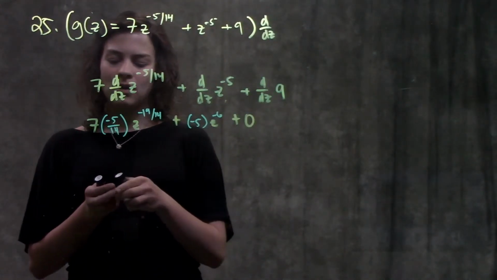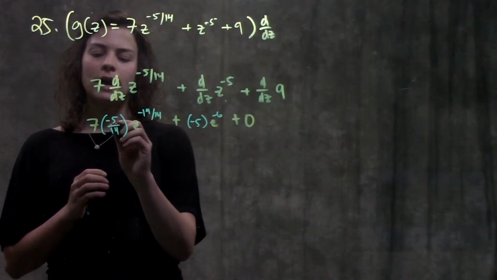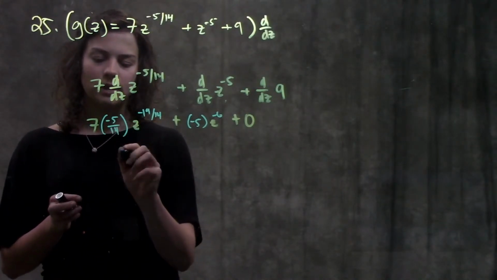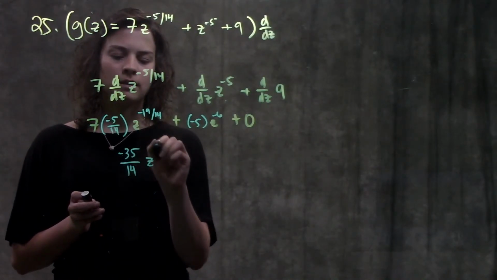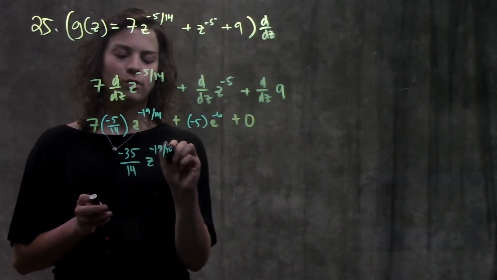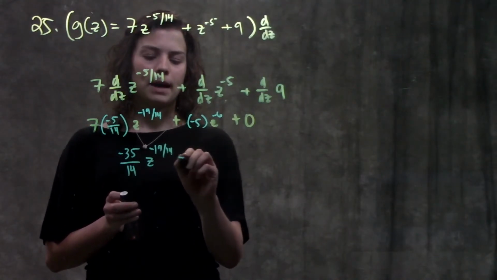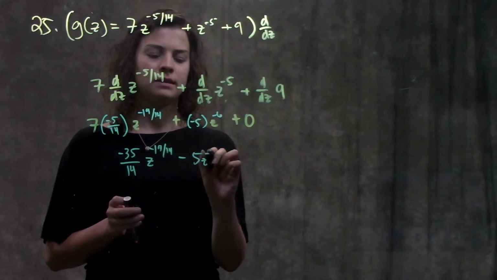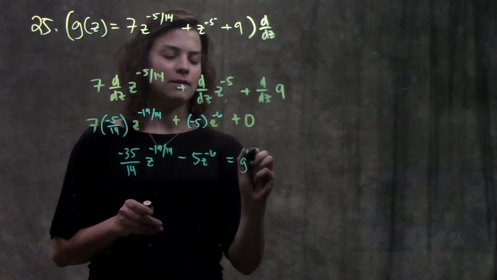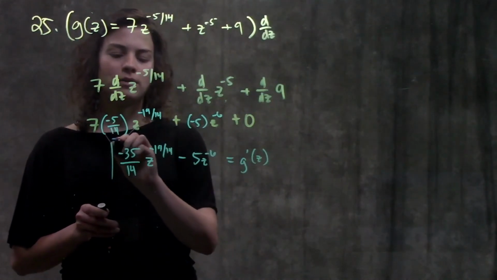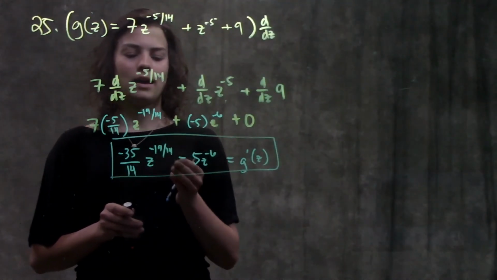Okay, I'm going to go ahead and simplify this. Over here, I have 7 times minus 5, that'll give me minus 35 over 14, z to the minus 19 over 14. And then minus 5 times z to the minus 6. Nothing else I can simplify, so that's it for this problem. The derivative of g of z is this function.